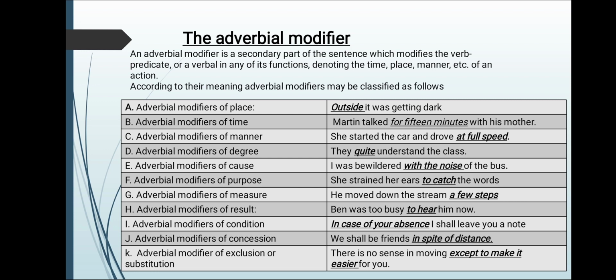Adverbial modifiers of time. Martin talked for 15 minutes with his mother. For 15 minutes is the example of adverbial modifiers of time. She started the car and drove at full speed. At full speed is the example of adverbial modifiers of manner.